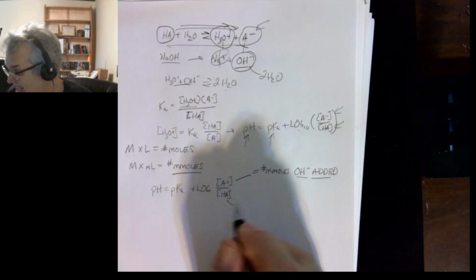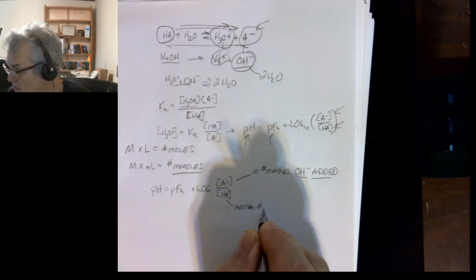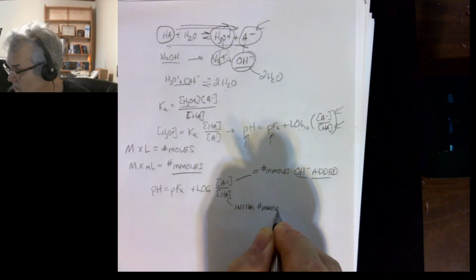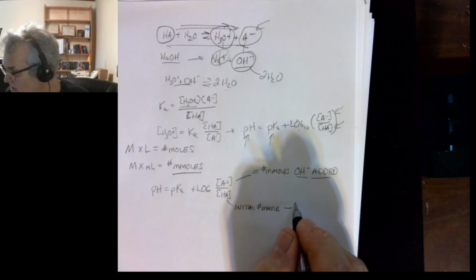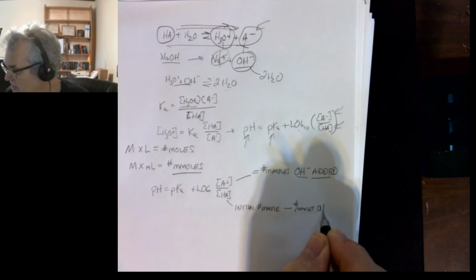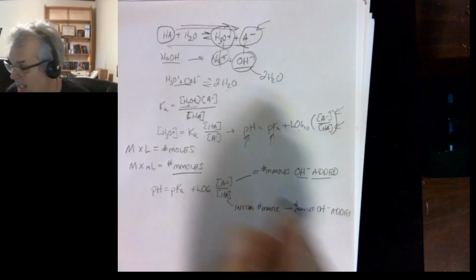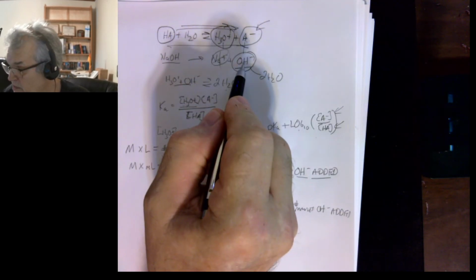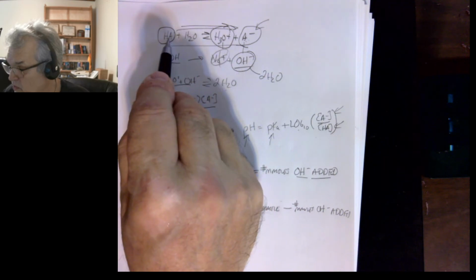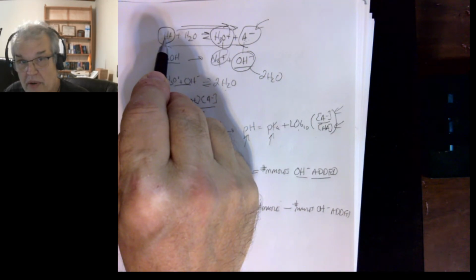My HA then is my initial number of millimoles minus the number of millimoles of OH added. Why? Because I had so many to start with. For every millimole of this added, one of these are removed, one of these has to shift to form that, and therefore this is reduced by that number.